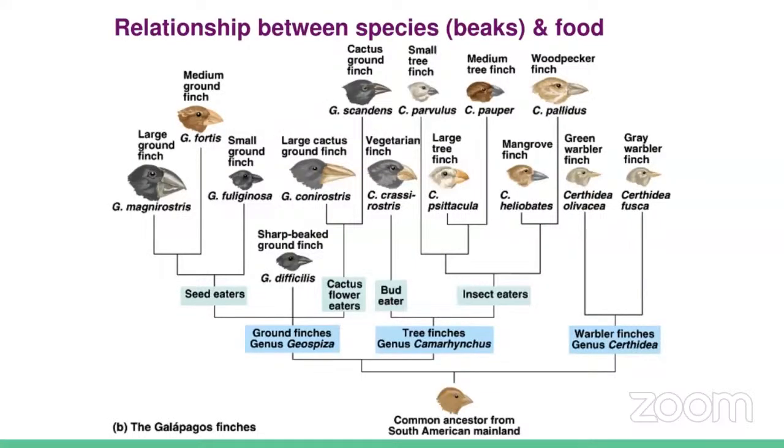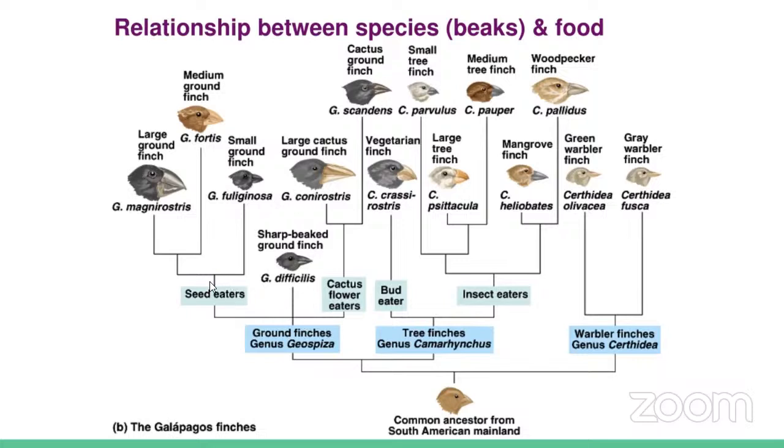So here we are looking at a phylogeny of these finches. Starting out with our common ancestor from the mainland of South America, we see separation into 3 genera, that's the plural of genus. So we have ground finches, tree finches, and then warbler finches. You can see these warbler finches have some nice pointy beaks here. And then it's the ground finches and the tree finches where we can see some complex relationships related to their adaptations when we're looking at these species.